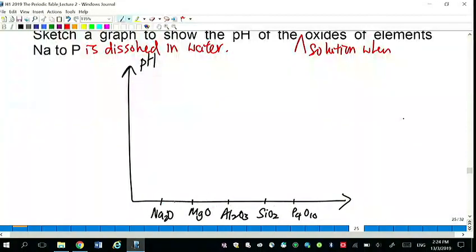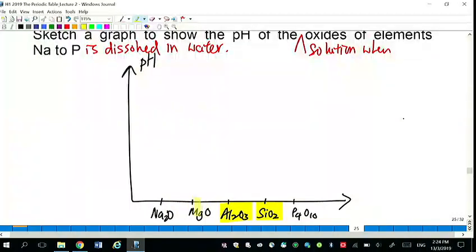So when I look at this, the first thing I take note of is that aluminum oxide and silicon dioxide cannot dissolve in water. So most likely the pH of the solution should be 7. Please remember that aluminum oxide and silicon dioxide cannot dissolve in water. The pH of the solution will be 7.